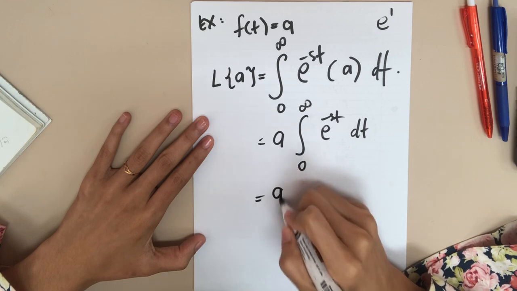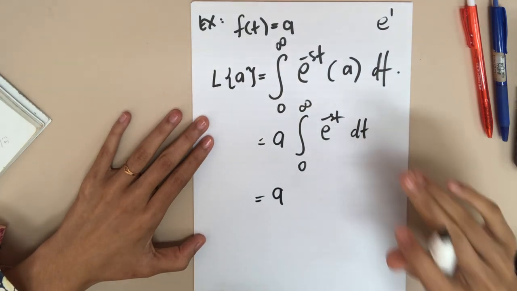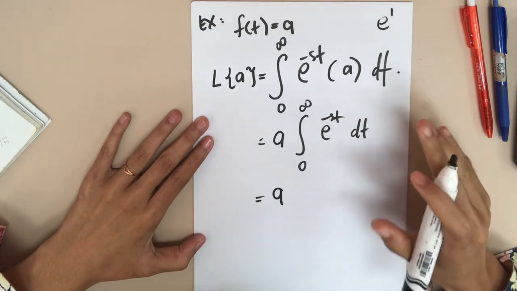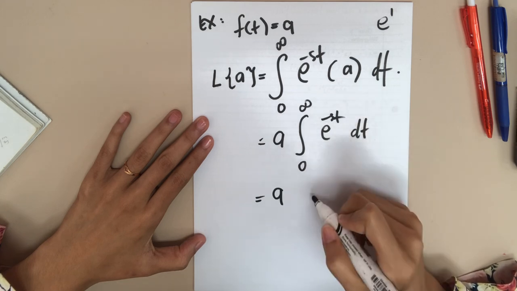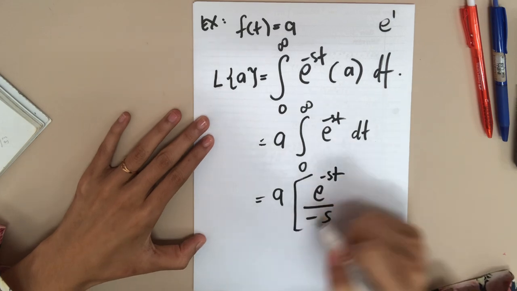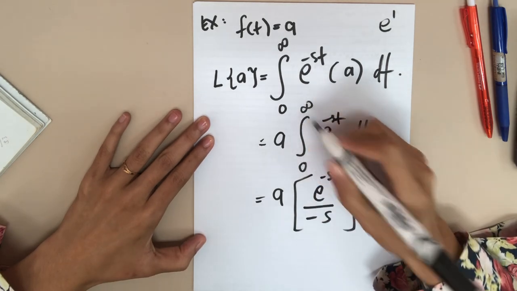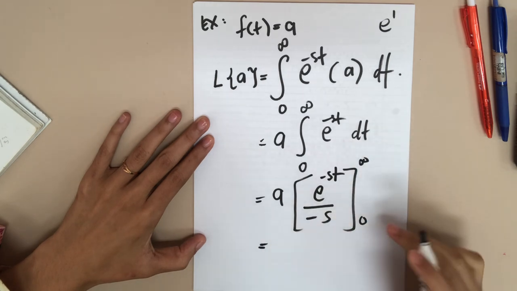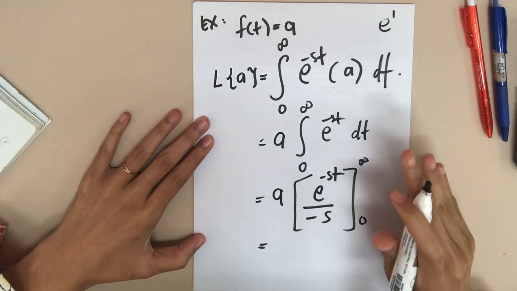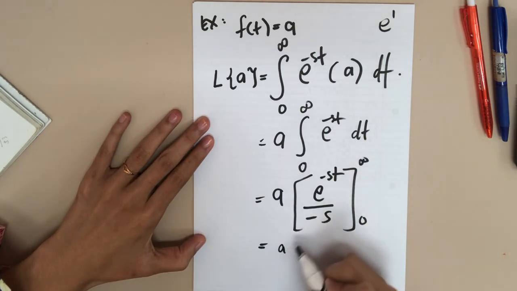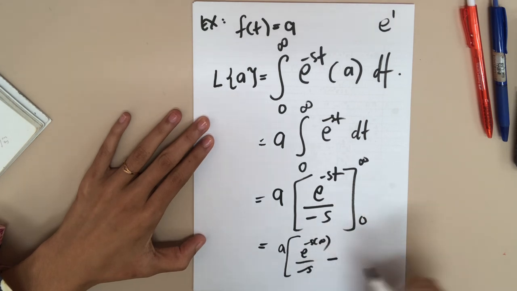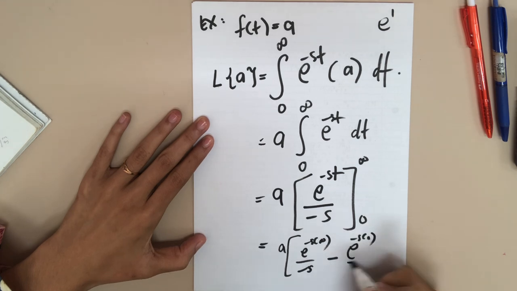Now how to integrate exponential? I don't want to explain in depth about that, because supposedly you should already know how to integrate exponential. I just write the final answer here. Integrating exponential, you will get e negative st over negative s, with limits 0 to infinity. What we do next is substitute these two values, 0 and infinity, into t. So e negative s infinity over negative s, minus e negative s 0 over negative s.